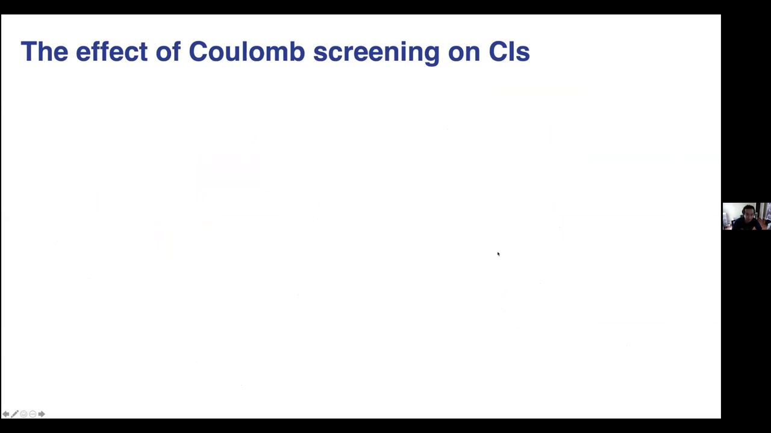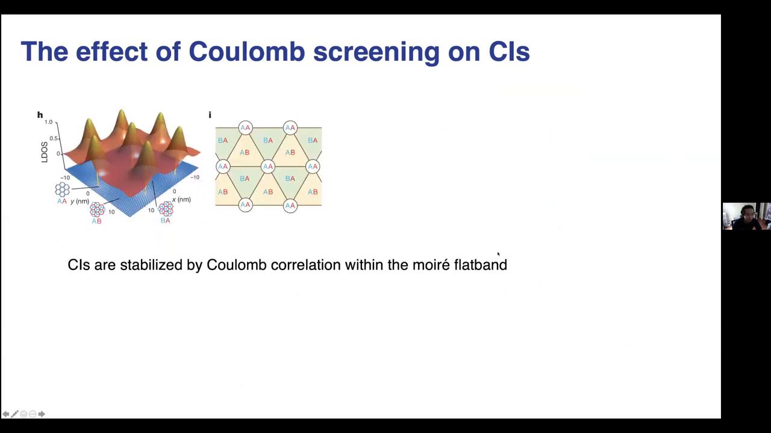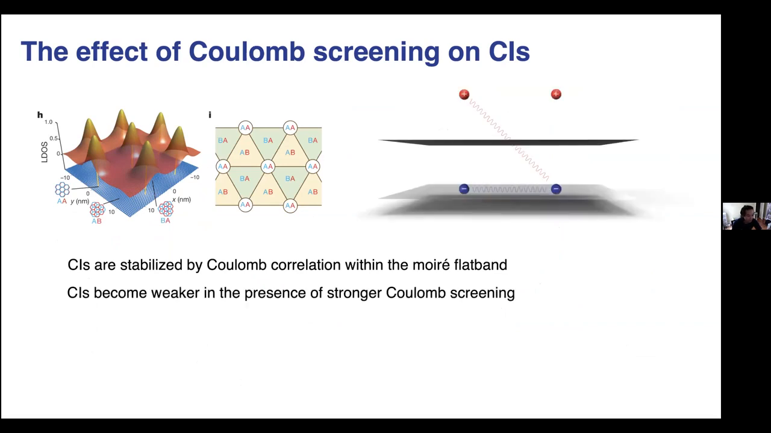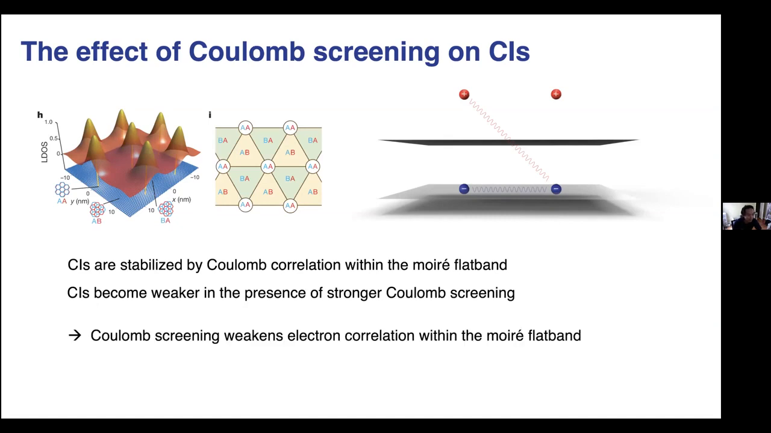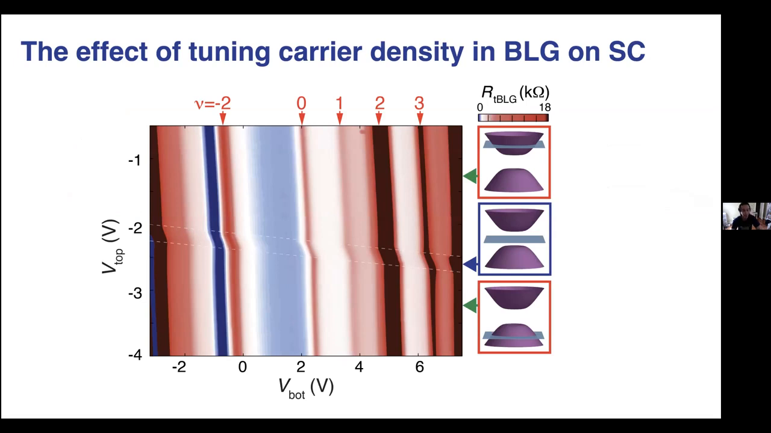This provides further confirmation that we're looking at the effect of tuning Coulomb screening on the stability of the correlated insulator. So let me quickly sum up how we understand what we have seen so far. We know that correlated insulators are stabilized by Coulomb correlation within the Moire flat band, and we know that they become weaker in the presence of a strong Coulomb screening from the Bernal bilayer graphene. So we can draw the conclusion that Coulomb screening indeed weakens the electron correlation within the Moire flat band. And this gives us a good starting point to look into the effect of tuning Coulomb screening on the superconducting phase. The way we do this is by comparing the behavior of the superconducting phase within the white dashed line, where the bilayer graphene is insulating, compared to outside the white dashed line, where it is metallic.